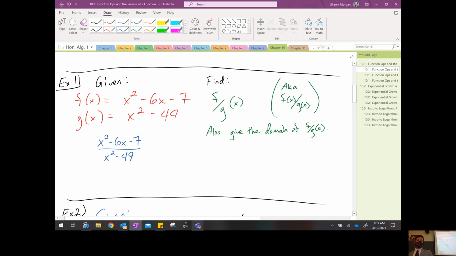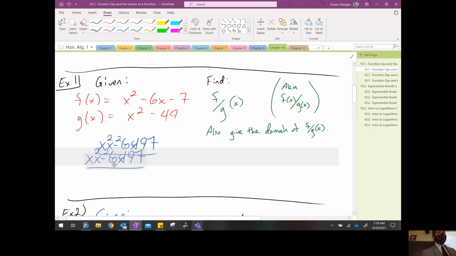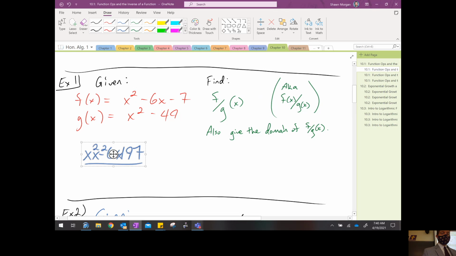Factor the top and bottom, because we are at the point now in our math preparations where you guys have been taught well enough to know that if you've got a polynomial such as what's on top and on bottom here, and it factors, we might as well factor it out.